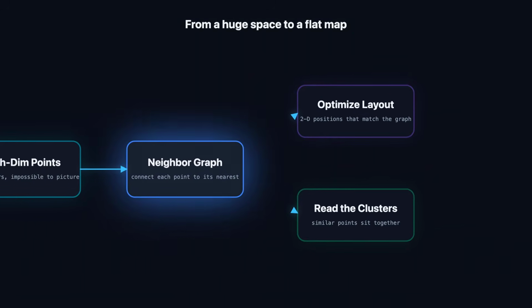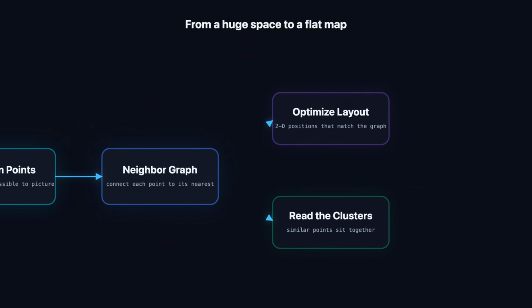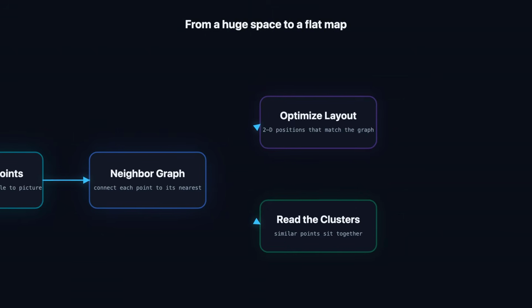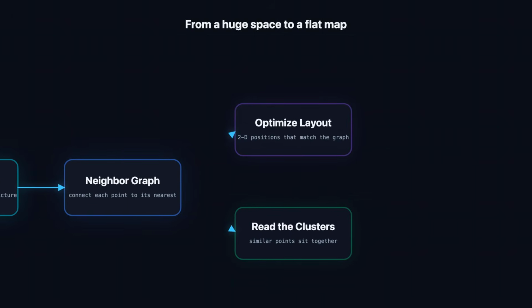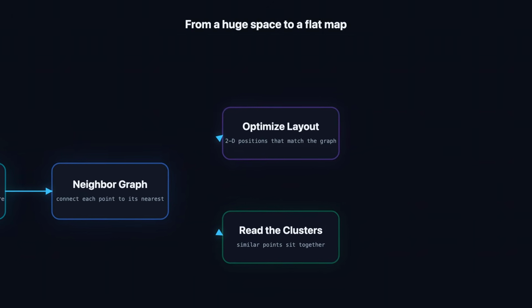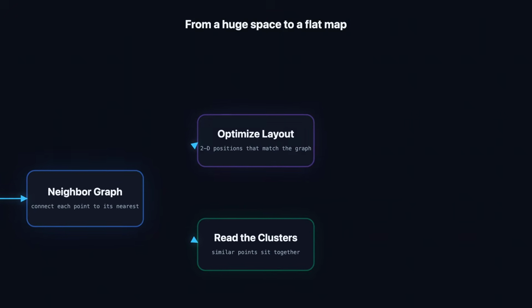Next, build a graph. For every point, UMAP finds its nearest neighbors in the high-dimensional space and connects them with weighted edges, stronger for closer points. This web of local connections is how UMAP captures the fine-grained structure of the original data.